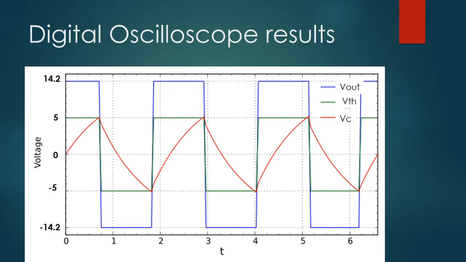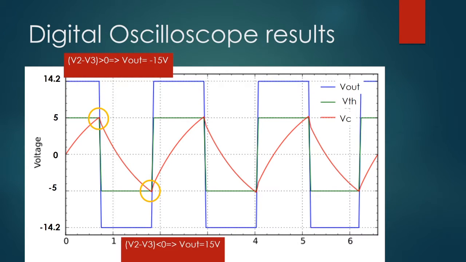Here are digital oscilloscope results. We can see when threshold voltage and capacitor's voltage changes. Also, we can notice that we have a square sine at voltage output instead of a sine output, because of the high open loop gain of the amplifier.